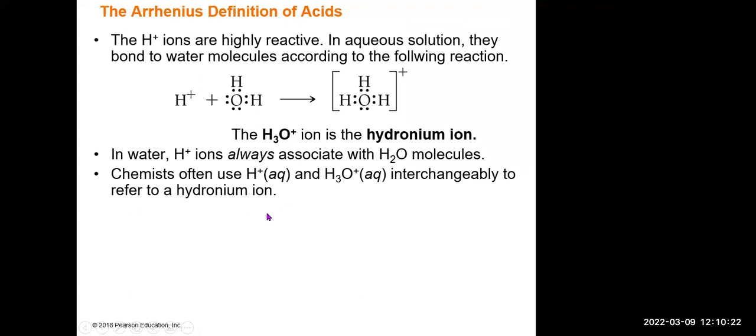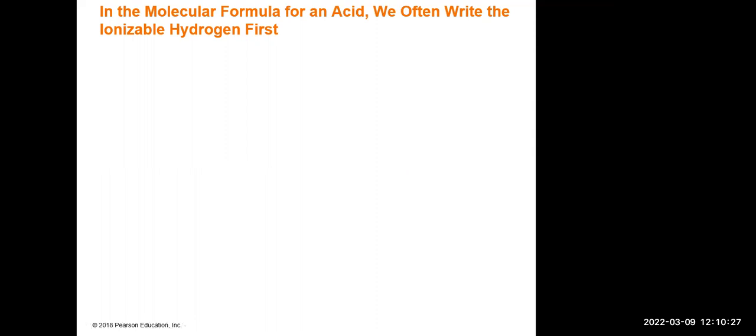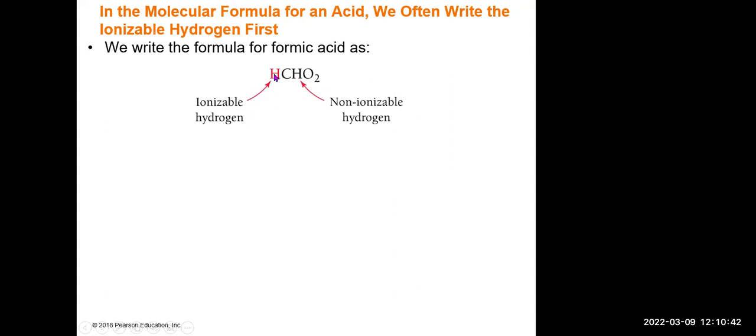In the molecular formula of an acid, we often write the ionizable hydrogen first, often but not always. So therefore, we write the formula for formic acid as HCHO2. So this first highlighted red H atom is so-called ionizable, which means if you put this molecule in water, most likely this H can get apart from this unit and become H plus. Then there's another H, that H is a non-ionizable H.